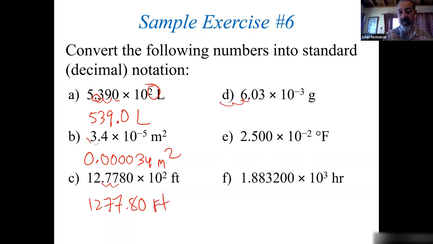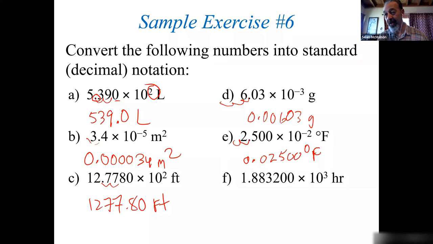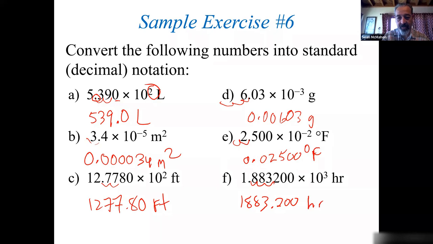Move this over 1, 2, 3. 0.00603 grams. Move this over 1, 2. 0.025. Those are trailing zeros after the decimal. Wow, that's a really low degrees Fahrenheit. Okay. There you go. That's cold. That's cold. And precise. Going over here, 10 to the 3. 1, 2, 3. 1883. They're trailing zeros. 0.200 hours.